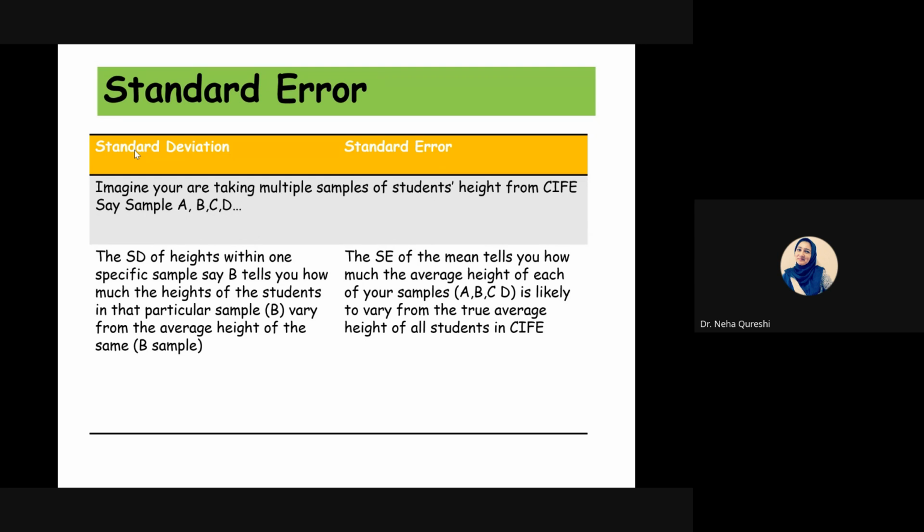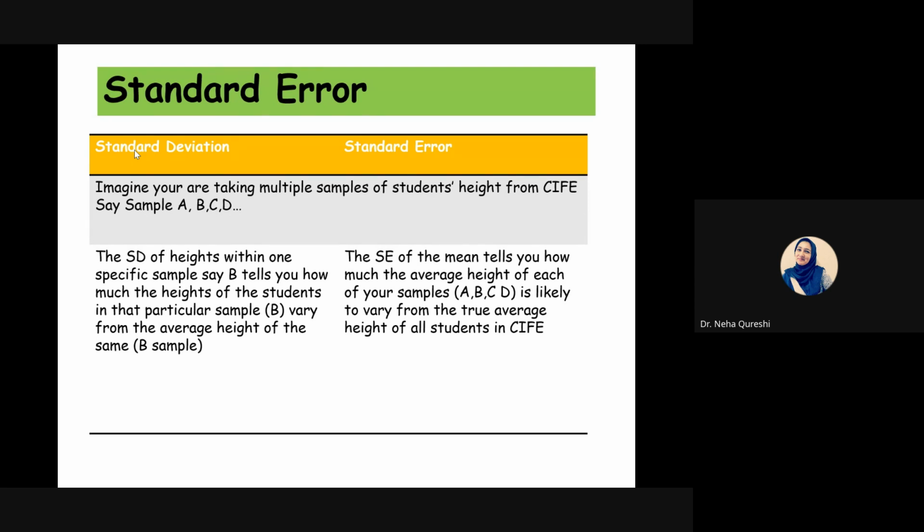So standard deviation tells you, say, out of the 4 groups, you take the heights of one group, say B. So B group height, how much is it varying from the mean of the B group? Fine. So in B group, say you have 100 samples or say you have 50 samples. How do those 50 samples deviate from the mean of entire B? That is your standard deviation. Fine. We are not talking about A, C, D, nothing. Only about a single sample, which is B.